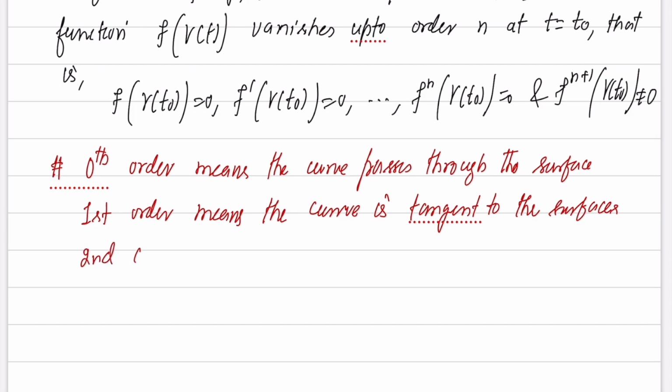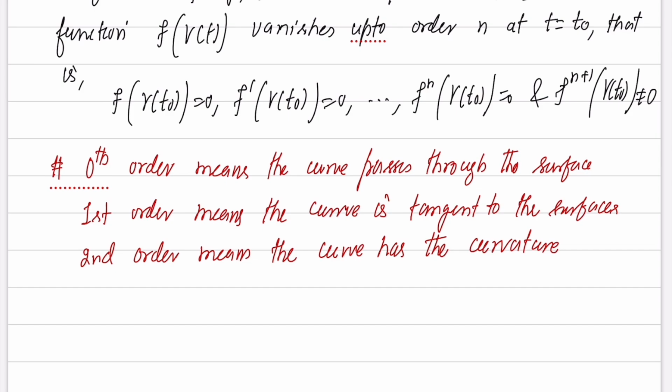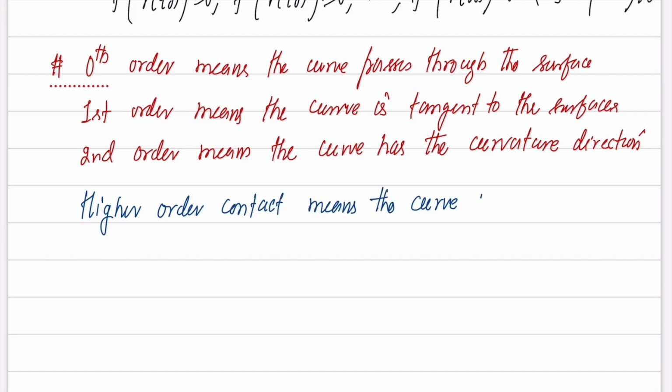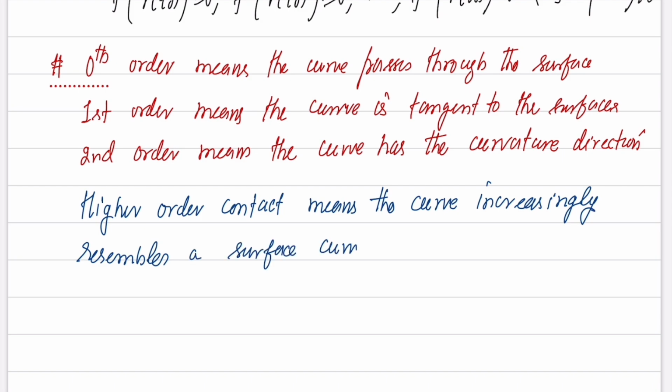Now second order contact means the curve has the same curvature direction. So we are given a curve and a surface, and the second order contact for a curve and a surface means that the curve and the surface have the same curvature direction. Similarly, higher order contact means the curve increasingly resembles a surface curve near the point.